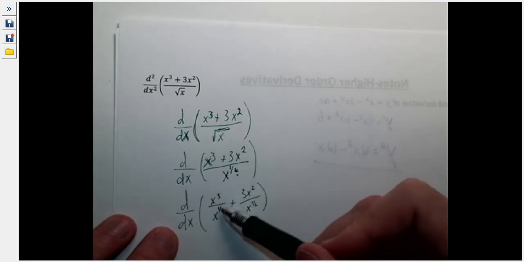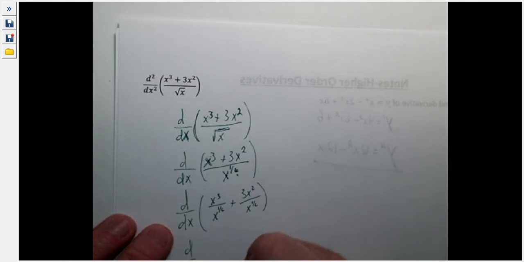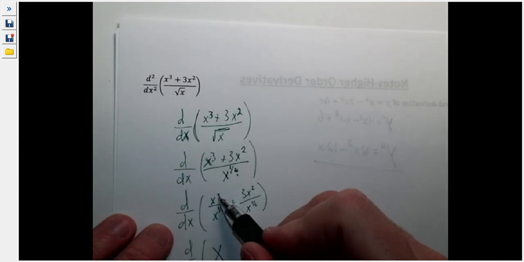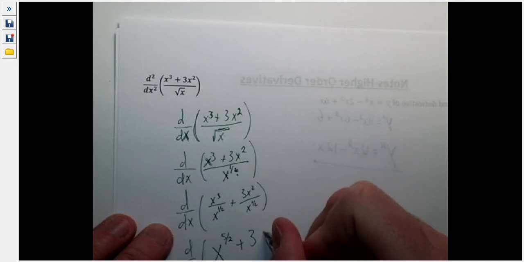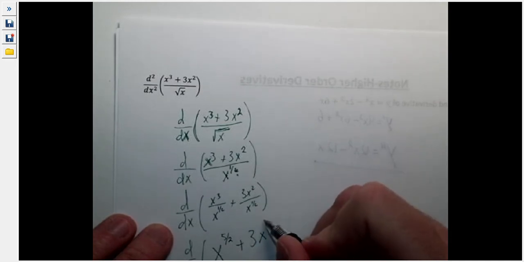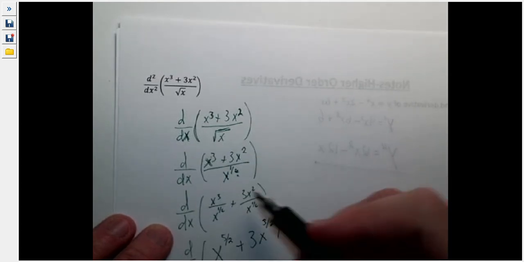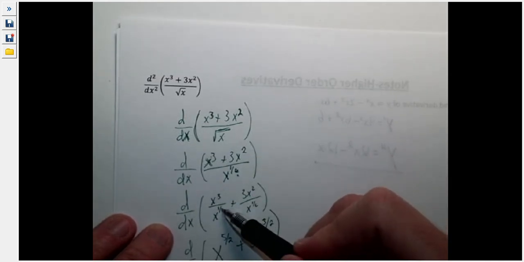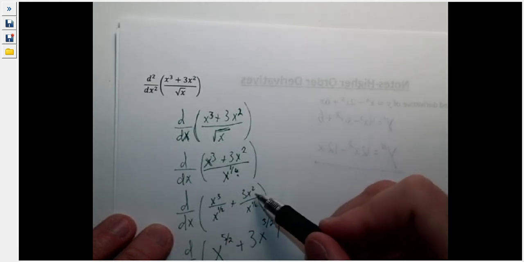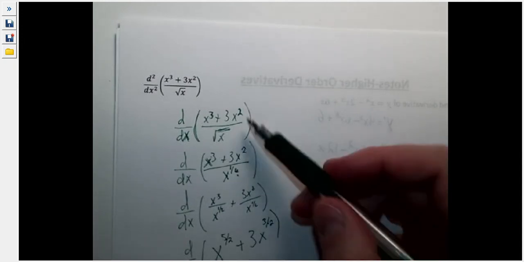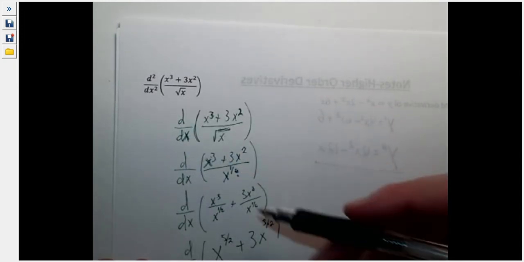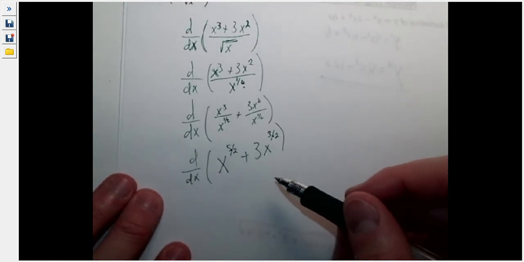But I separate it, and now I'm going to subtract powers, and this is going to be x to the 5/2 plus 3x to the 3/2. So 3 minus 1/2, that's 2.5, and 2 minus 1/2, that's 1.5. So before I even started, what I did is I used some algebra to simplify to make my derivative taking a little bit easier. Okay?